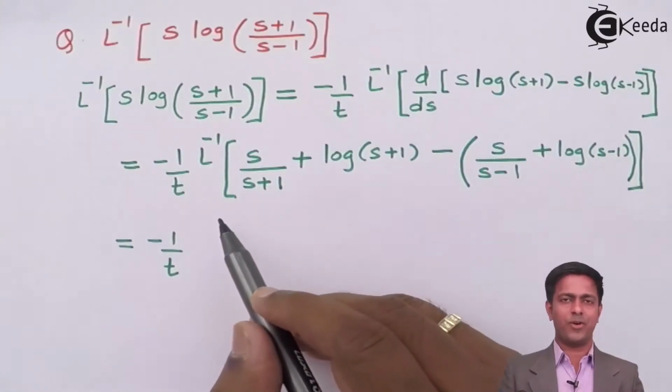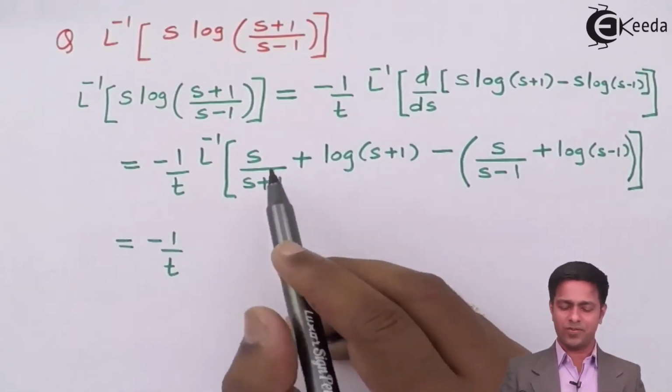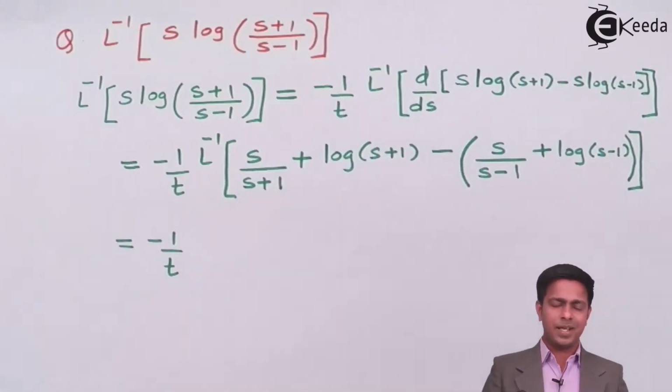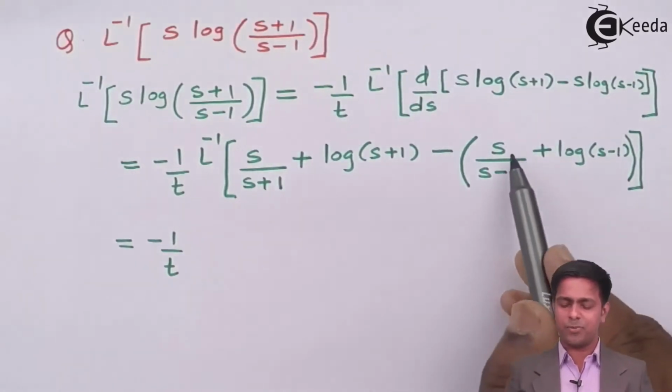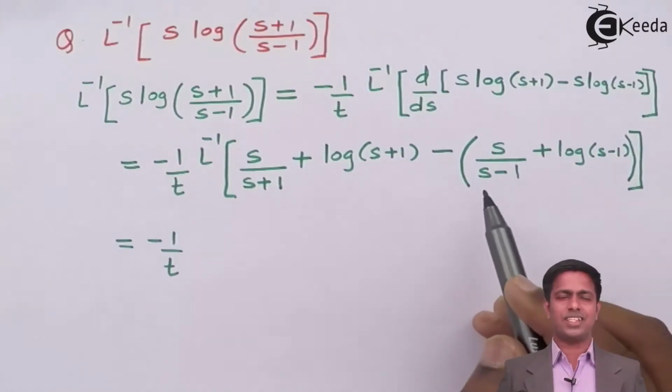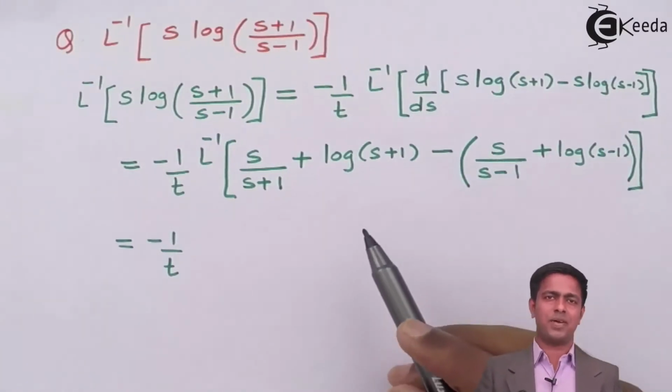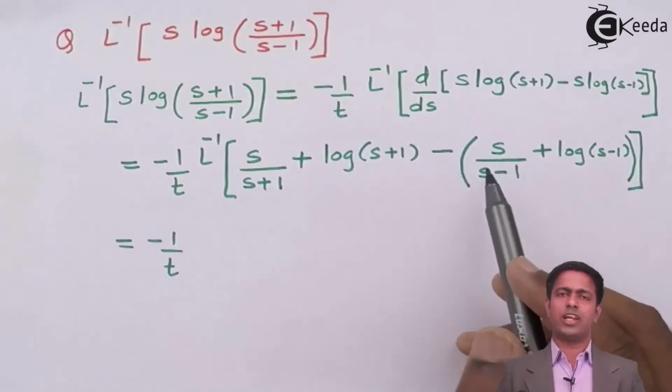And that is why we cannot find the inverse Laplace transform of this s upon s plus 1. And the same thing is applicable to this s upon s minus 1. Now guys, the question is how to get the inverse Laplace transform of these two functions. So there are two ways.